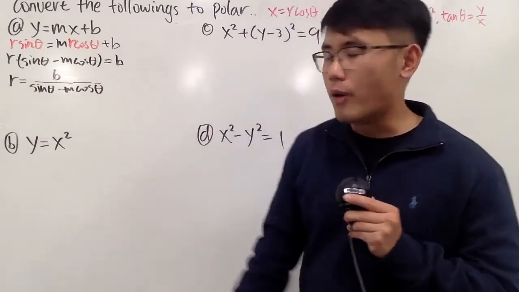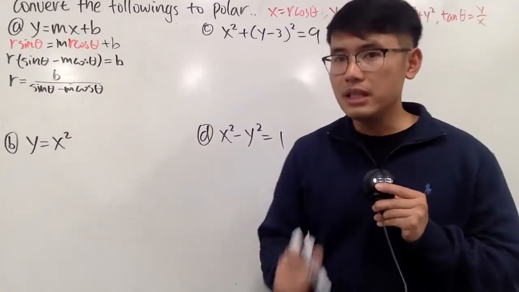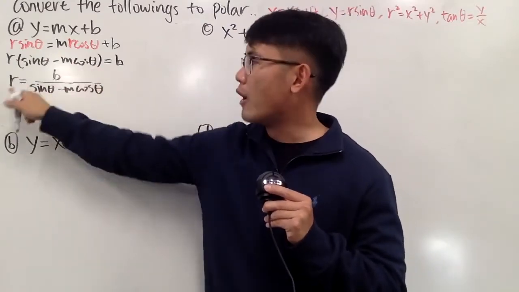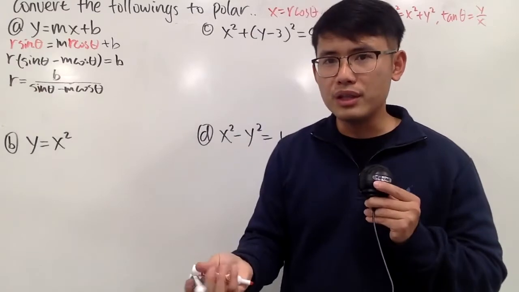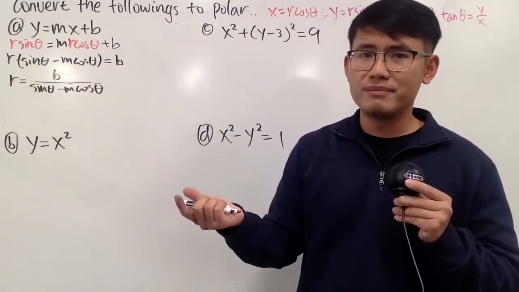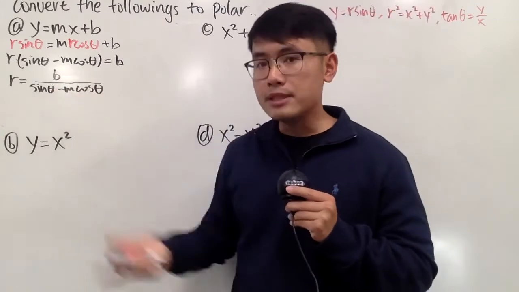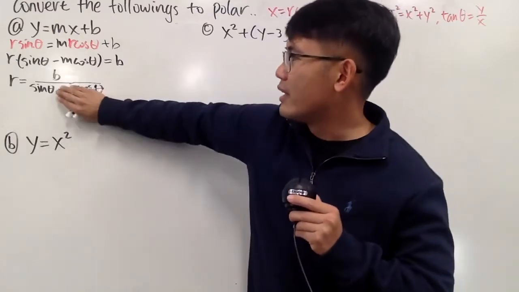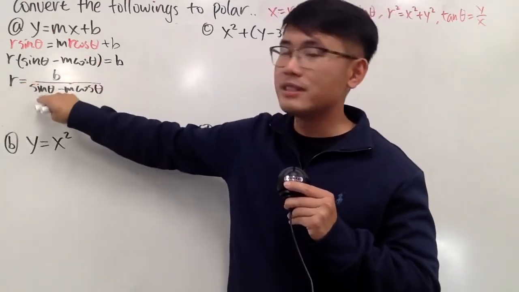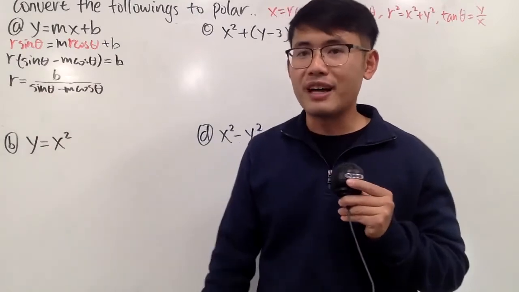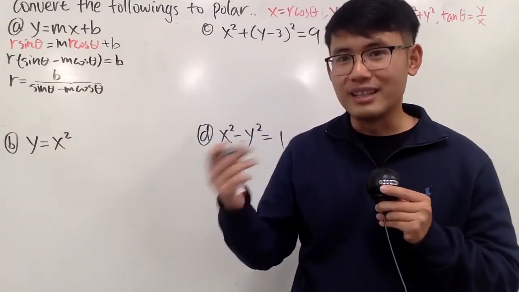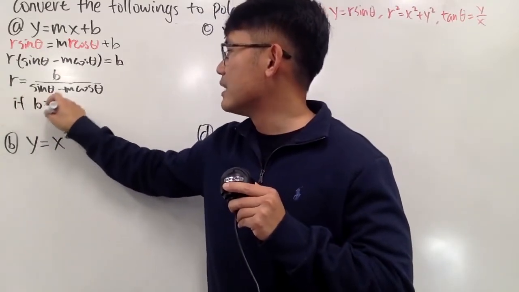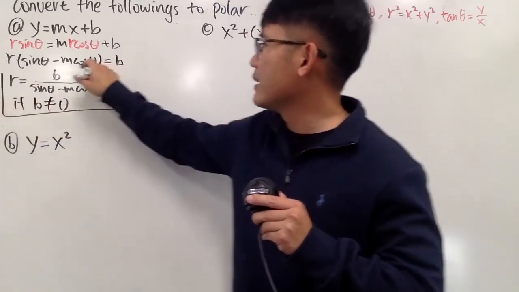This right here, it's not that bad at all. However though, this is only good if b is not equal to 0. Because if b is equal to 0, you end up with r equal to 0, and in the polar situation, that just tells us the origin. In this case, it's okay for m to be 0. If you have a 0 for the m, you have a horizontal line. That's okay. You actually just end up with r equal to b over sine theta, namely b times cosecant theta. That is the equation of the horizontal line in the polar world. But this only works if b is not equal to 0. So keep this in mind.